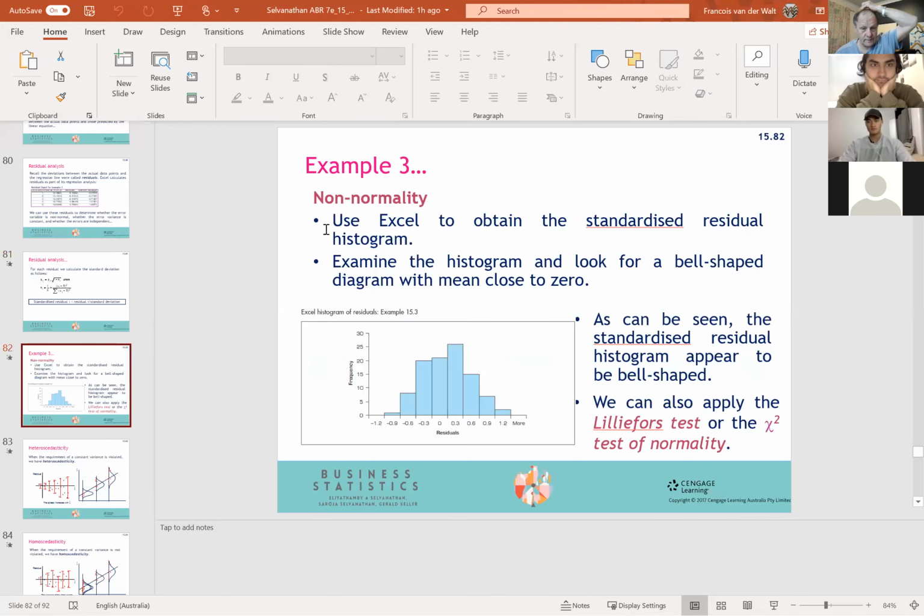Okay. Use Excel to obtain the standardized residual histogram. Examine the histogram. Okay, we're not going to look at that now.